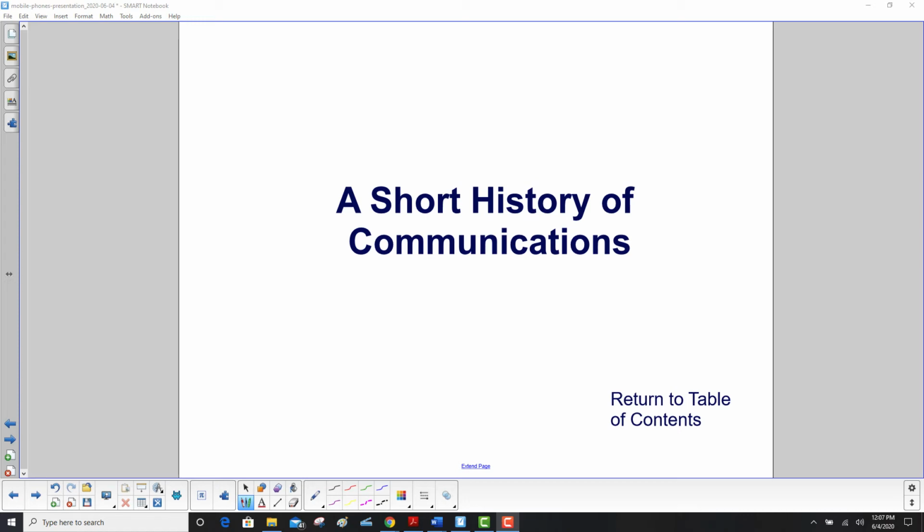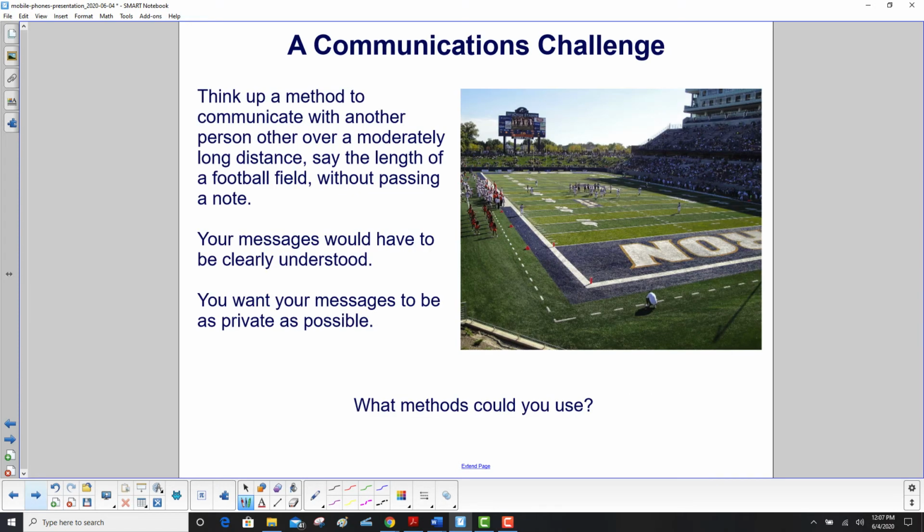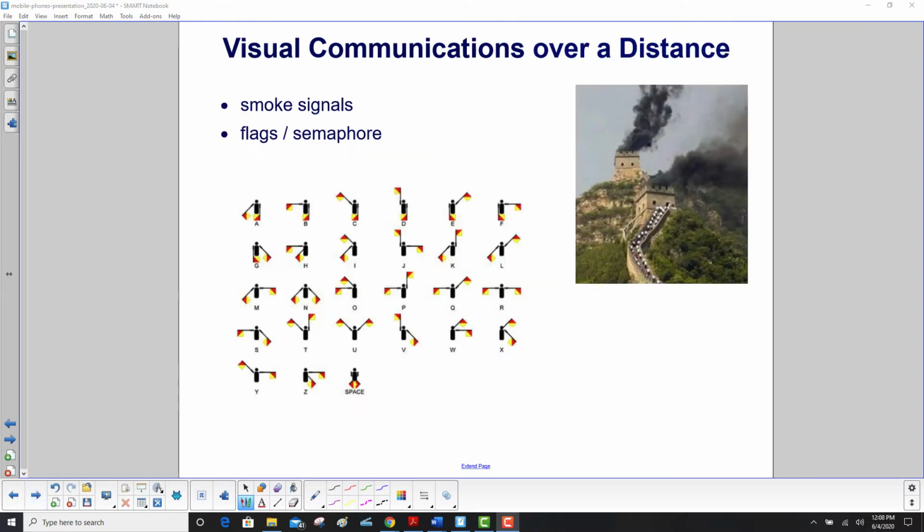A short history of communications. Think of a method to communicate with another person over a moderately long distance, say the length of a football field, but without passing a note. Your messages would have to be clearly understood, and you want them to be private. What could you use? Well, let's see.